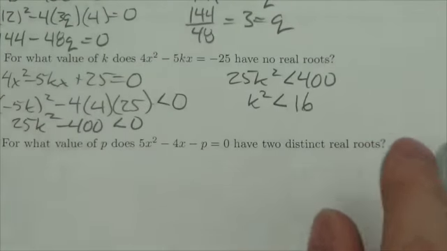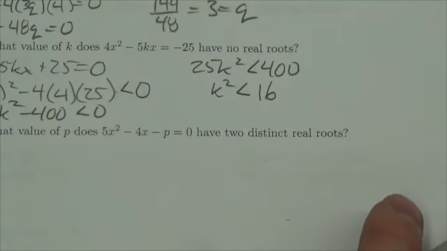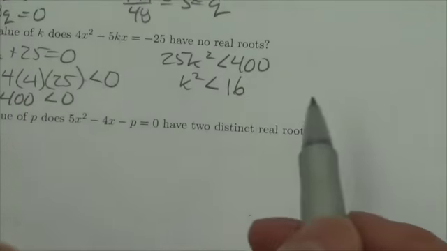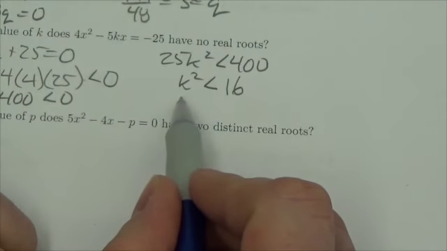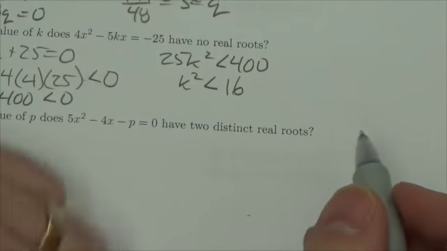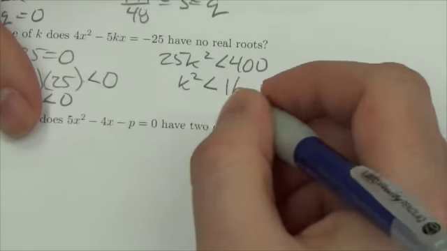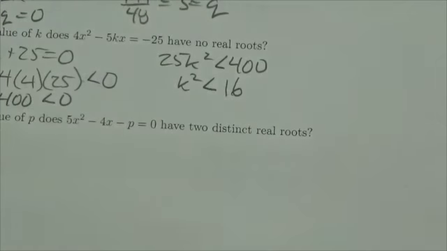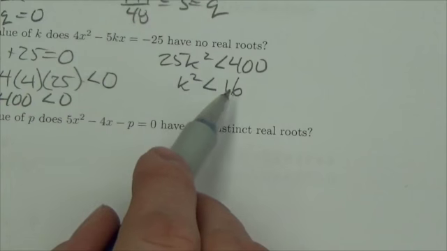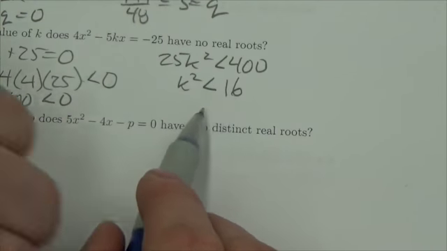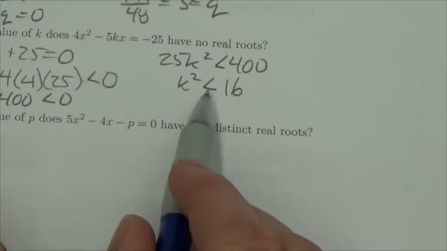Now this is an interesting spot to be in. k squared less than 16. Now, think about what that's saying here. That means if we take a number and square it, our result will be less than 16. Normally when you take a square root, for example, if this was k squared equals 16, this would be plus or minus 4. But it's not equal to, it's less than. So just think about this.